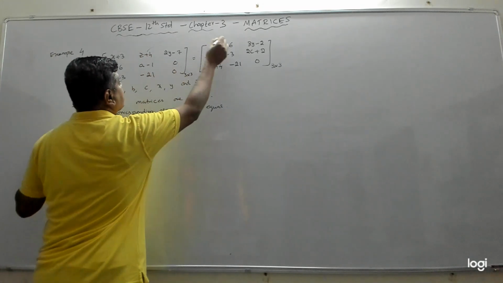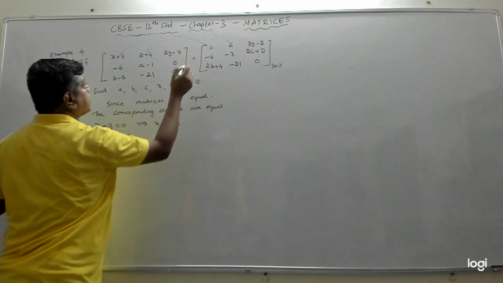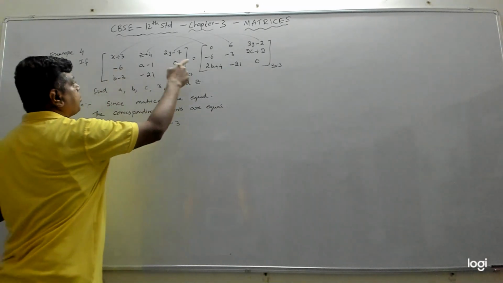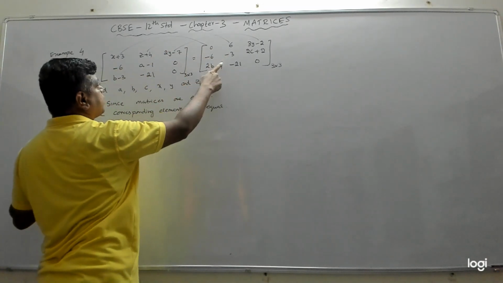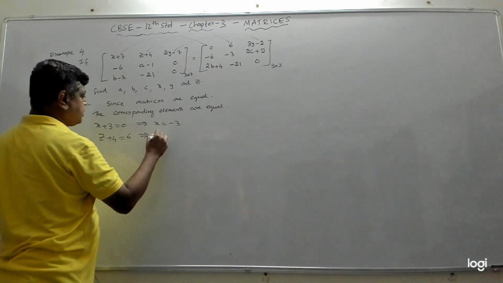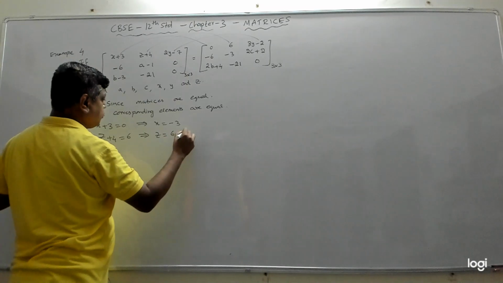This is equal to this. This is equal to this. Similarly, this is equal to this. Again, minus 6 equal to minus 6. A minus 1 equal to minus 3. And 2c plus 2 is 0. So this gives you your z as 6 minus 4, which is 2.